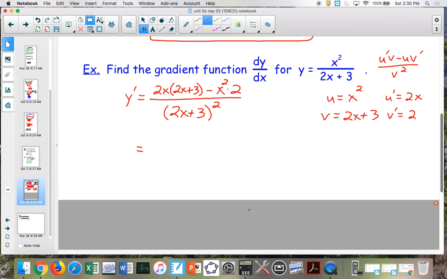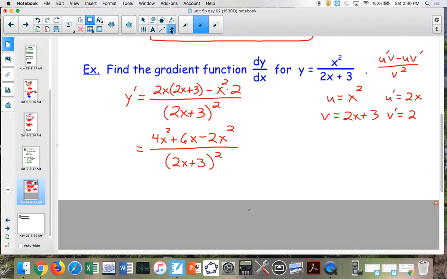Okay, we can clean this up a little bit. If I distribute in the numerator, 2x times 2x is 4x squared. 2x times 3 is 6x. And then I have minus a 2x squared. In the denominator, I'm not going to square that. I'll just leave it condensed like that.